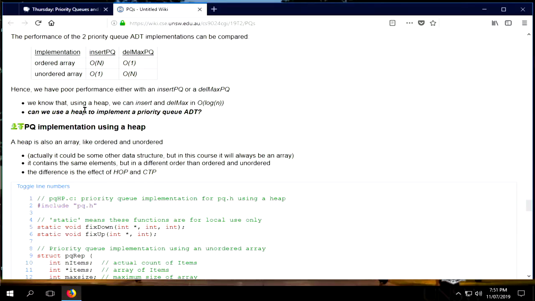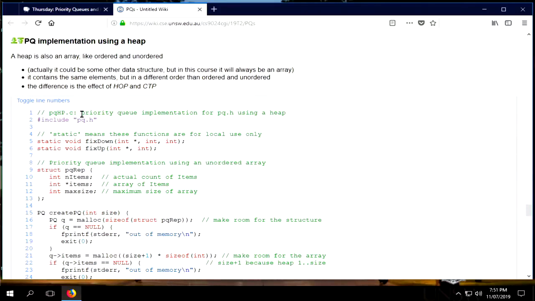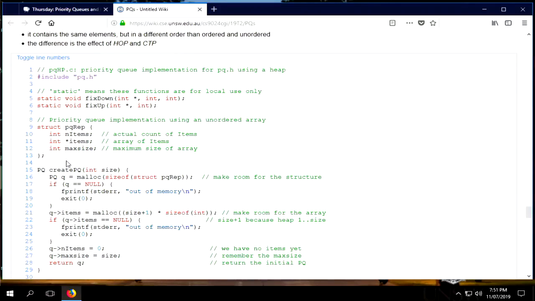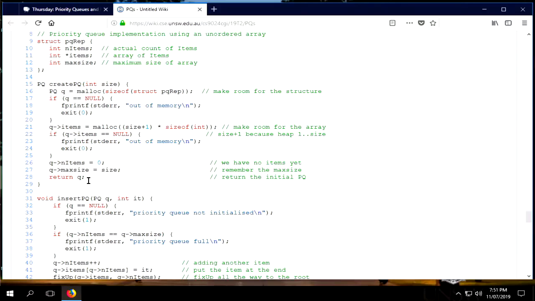Can we use a heap to implement a priority queue? Well, we certainly can, and here's the heap. Now, we have exactly the same priority queue data structure. You see the number of items, the actual array here. We have the same create happening here, 2 mallocs, number of items equals 0 when we create, maximum size equals size. We return the queue, we return the data structure to our client, who can insert and delete max or pop max from that data structure.